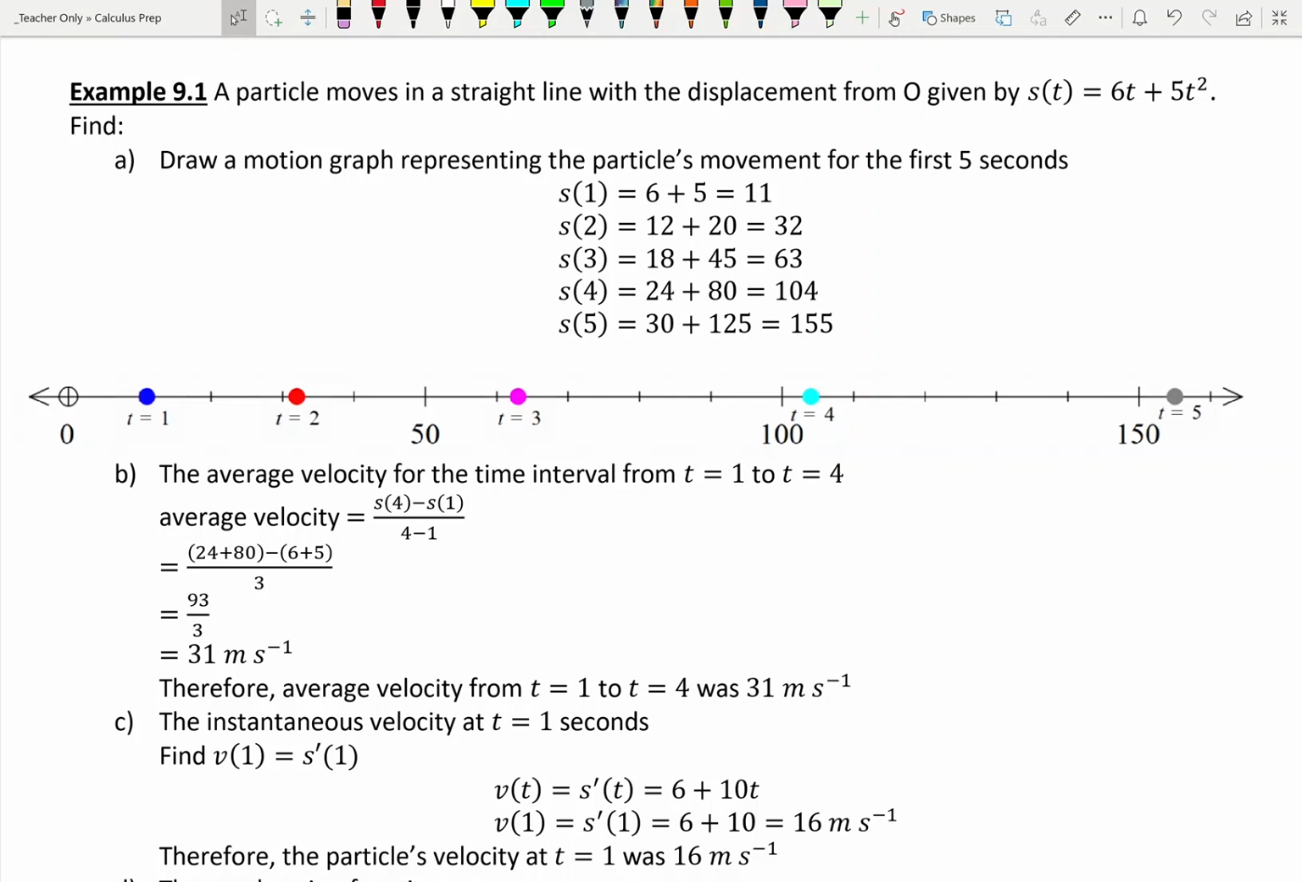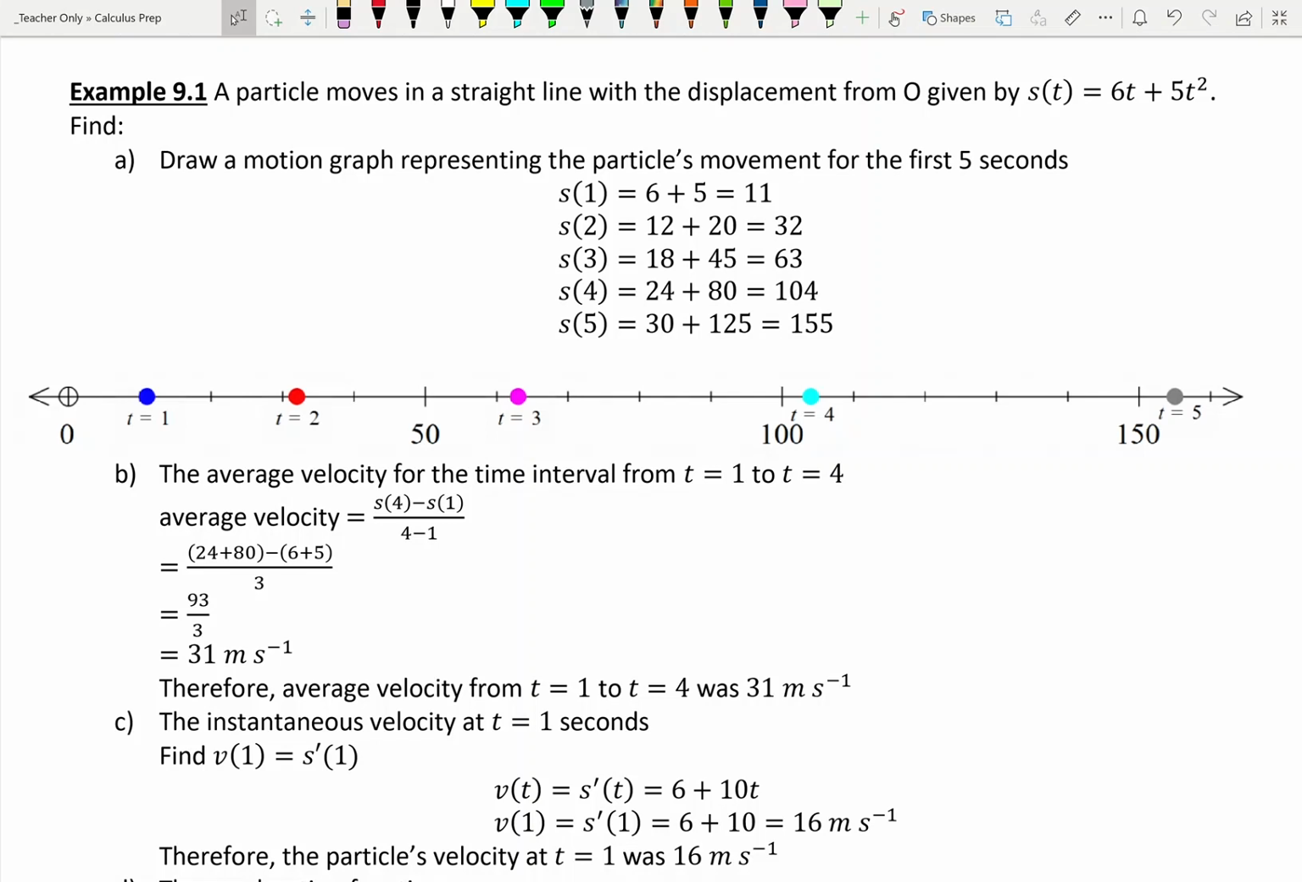So a particle moves in a straight line with the displacement from the origin given by this function, displacement equals 6t plus 5t squared. So firstly, we need to draw a motion graph representing the particle's movement for the first 5 seconds. So this is effectively a number line, and what we work out is the displacement for 1, 2, 3, 4, and 5 seconds.